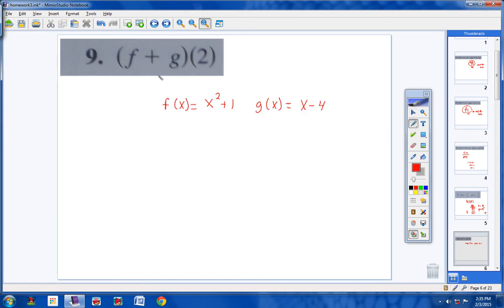Alright, let me copy this real quick. And here we go. Alright, f plus g of 2. So we're going to add these two functions together. Positive sign here, so it stays x squared plus 1. Positive sign here, so it stays positive x minus 4. Combine all your like terms, and you're left with x squared plus x minus 3.